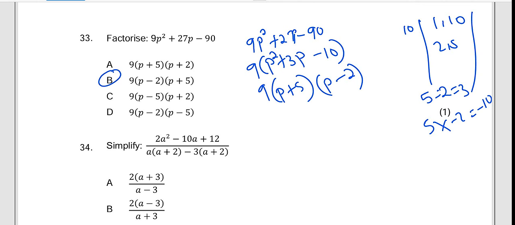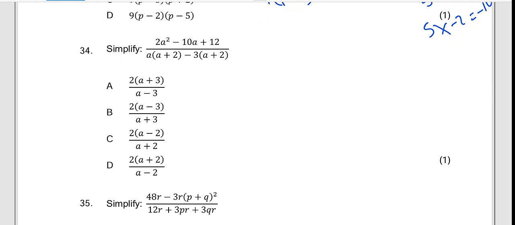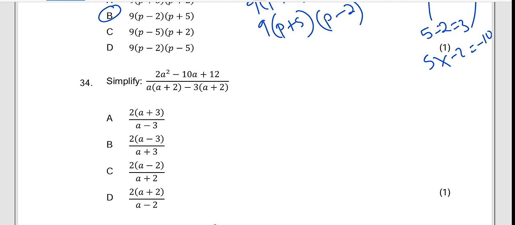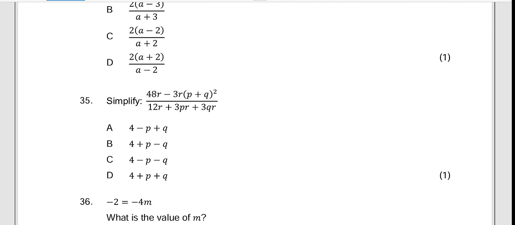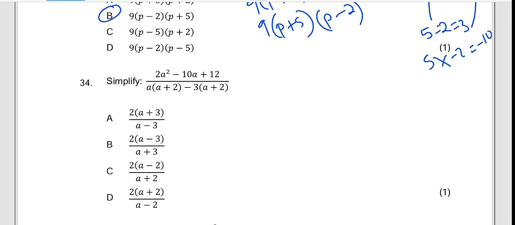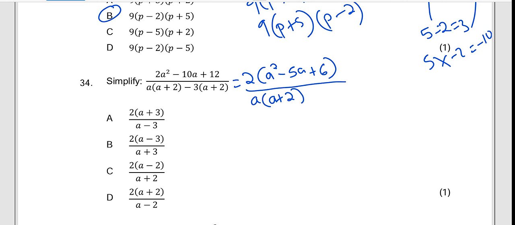Let's proceed to number 34. Simplify. Number 34, it says simplify. I'm going to do the same even here with simplification. Guys, I will take the common factor here, which is 2. And then I have a squared minus 5a plus 6. And then I will have a plus 2, a minus 3, a plus 3.